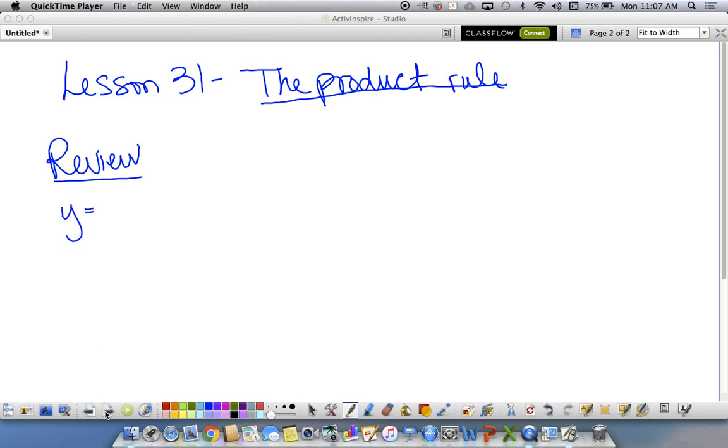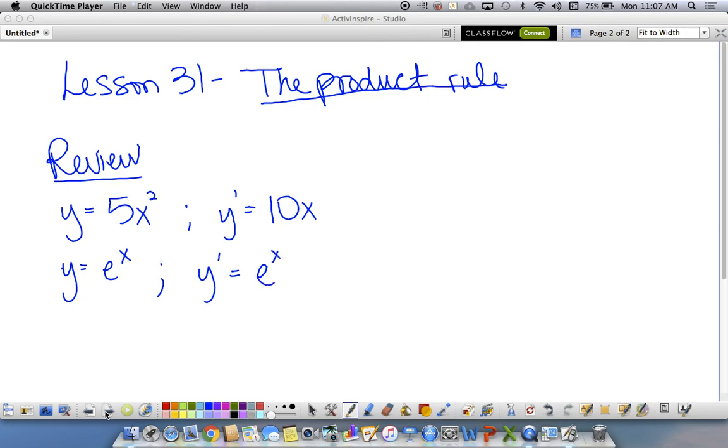First, if y equals 5x squared, what is y prime? I know you all said it is 10x. We have to remember these rules. If y equals e to the x, yes, Justin, what is y prime? It is e to the x. Okay. What if f of x equals sine x? What is f prime of x?